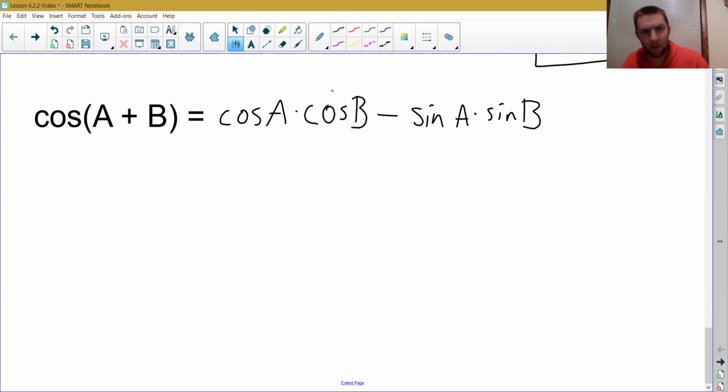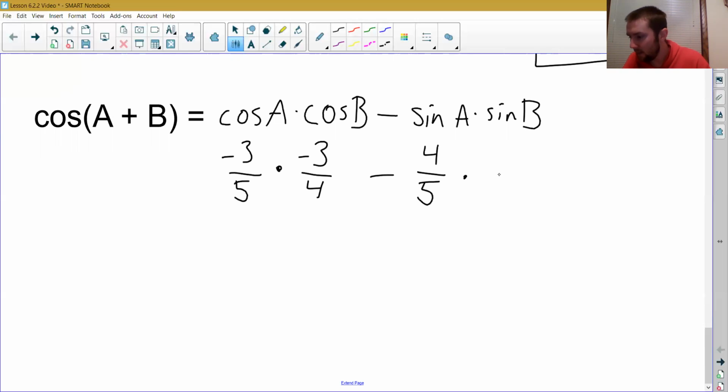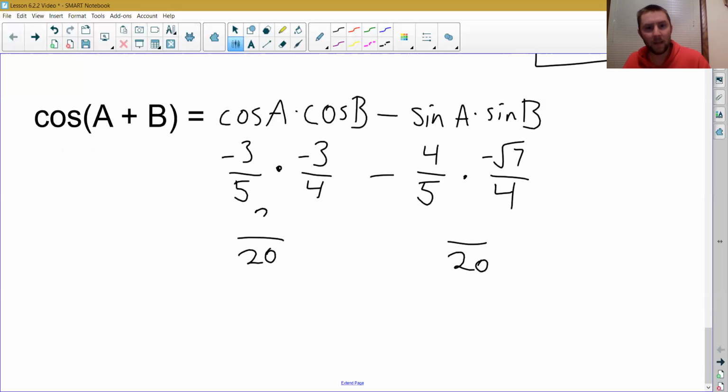So the cosine of A is negative 3/5. The cosine of B is negative 3/4. And those are going to get multiplied together. Then I'm going to minus, the sine of A is 4/5, and the sine of B is negative radical 7 over 4. So again, both of these denominators are 20. The top of this one is 9. The top of this one is going to be negative 4 radical 7.